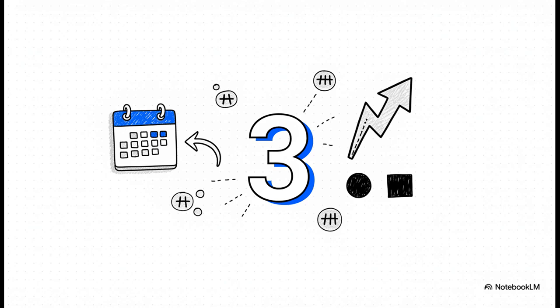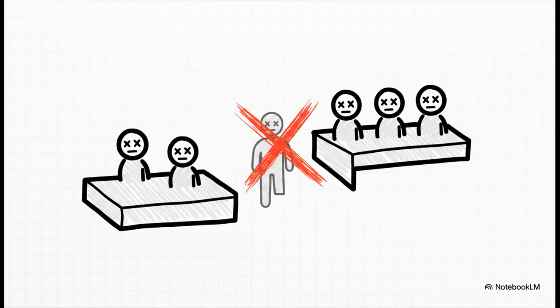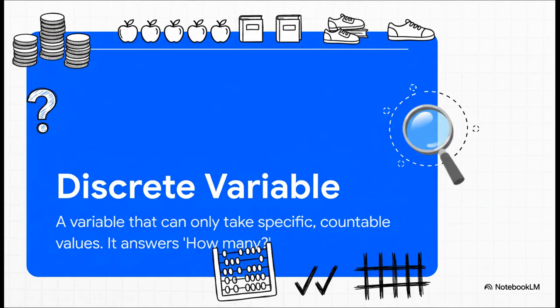Then on Tuesday, she does it again. This time, it's 3. Now see what's happening? The value literally jumps from 2 straight to 3. There's nothing in between. And this is the whole key right here. You can have 2 people absent, or you can have 3 people absent, but there's no way you can have 2.5 people absent, right? The values are totally separate, individual, distinct things. And this is what we officially call a discrete variable. It's a number you get by counting things, one by one. And it always answers the question, how many?